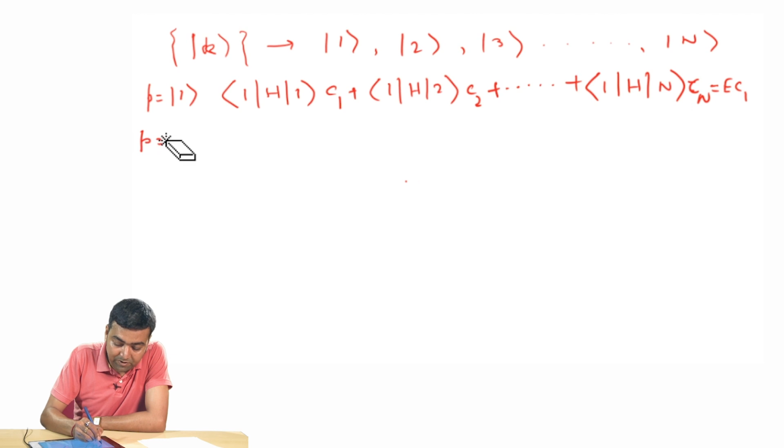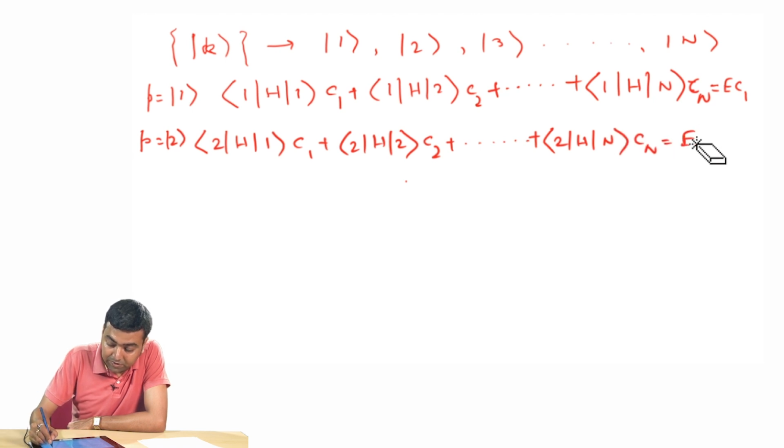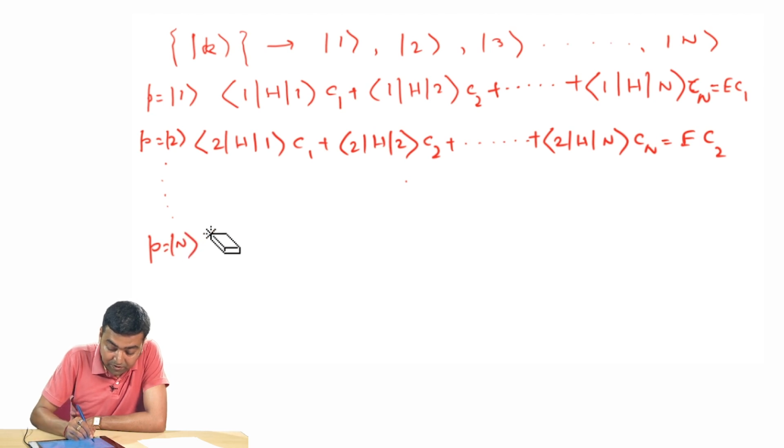Similarly, for p equals 2, we can write <2|H|1> C1 plus <2|H|2> C2 plus so on and so forth plus <2|H|n> Cn equals E C2. Similarly, we can repeat this for the nth basis function, and what we will have is this one.